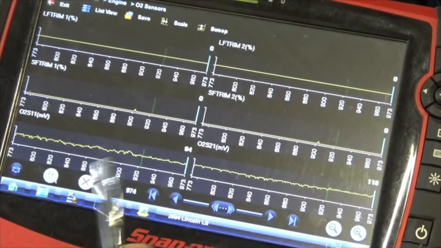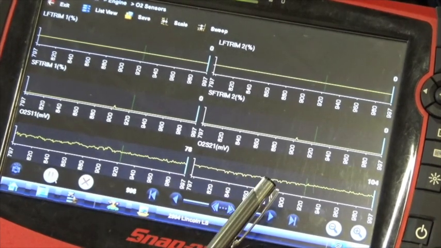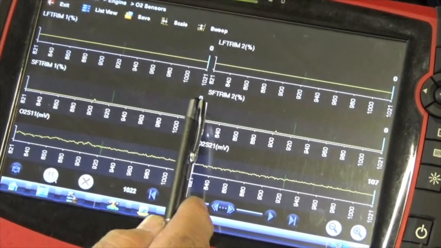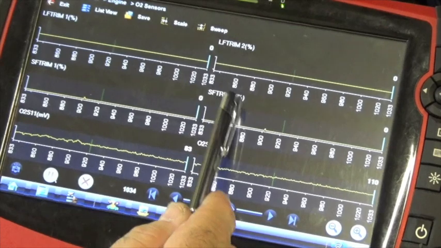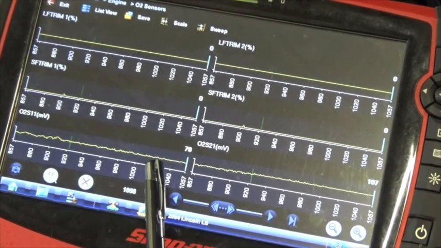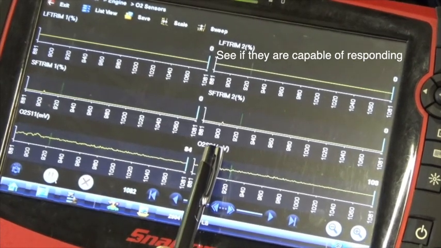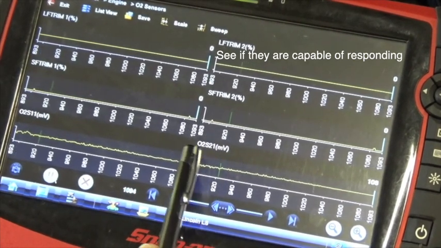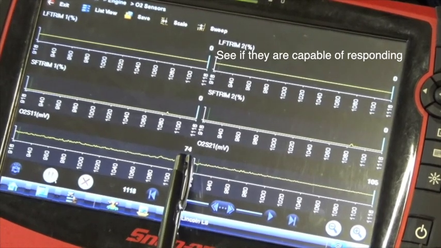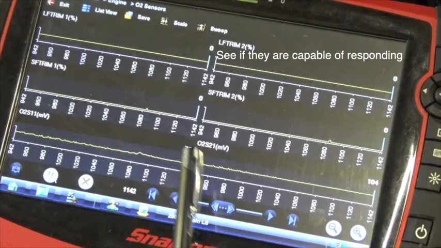Is the engine truly lean, or are the oxygen sensors dead, or are they just not reporting right? Because whenever an engine is lean, we should see the computer adding fuel. The short term should start adding fuel. So what I'd like to do now is see if we can force these oxygen sensors to report a rich condition. We're already lean. We could create a vacuum leak and make it lean, but it's already lean. Let's do the opposite and see if we can make it go rich.